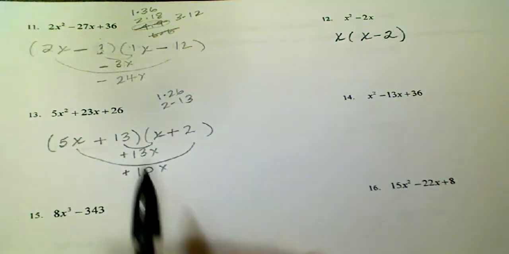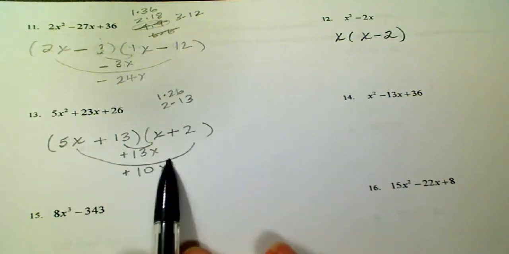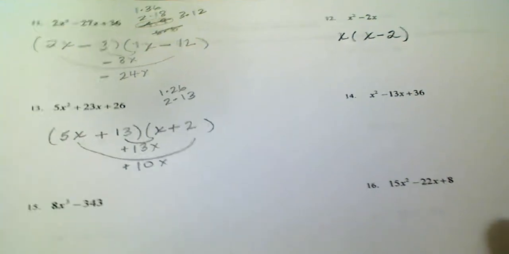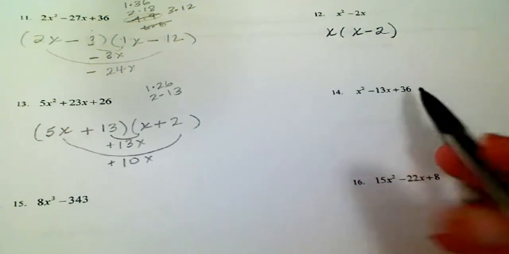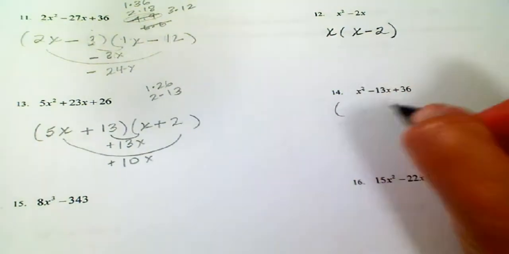Okay, so that one I kind of knew not to put the 13 here because 5 times 13 would be a huge number. And I only had 23. So you just kind of have to use a little bit of logic on some of these. Okay, 14. GCF? No. 1, 2, 3. Trinomial, it's a type 1.